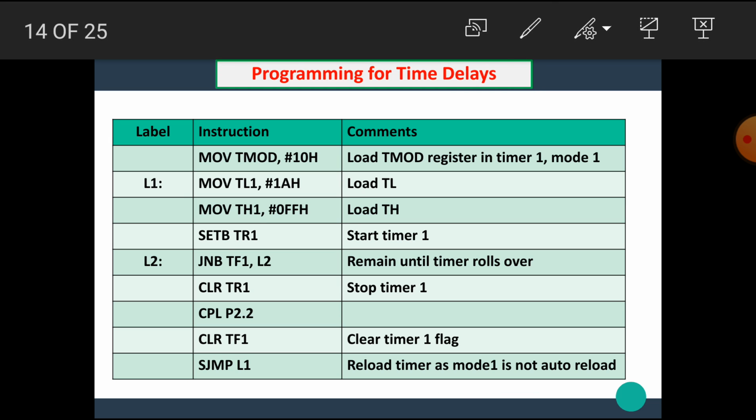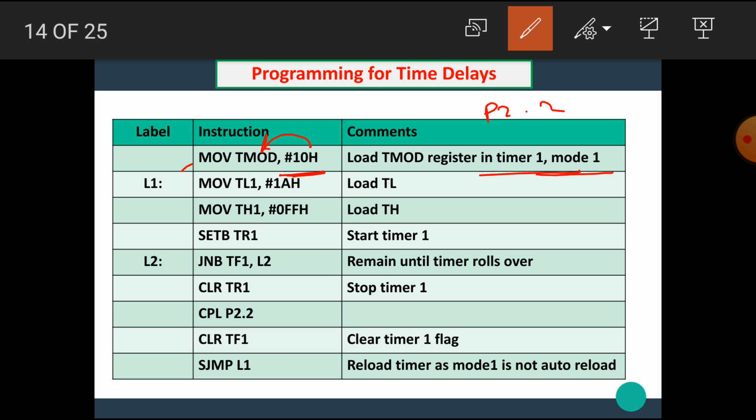Here is the assembly language program for the generation of the square wave on the port pin P2.2. The instruction is MOV TMOD, #10H. That means the 10H value is loaded into the TMOD register. After loading the 10H value we get timer 1 in mode 1.